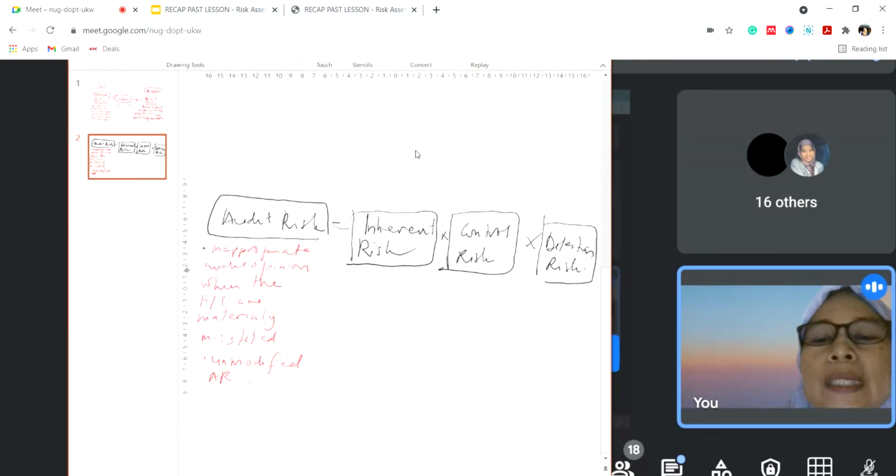So what are the sources of the risk? The sources of the risk will come from the management itself, management and auditor.